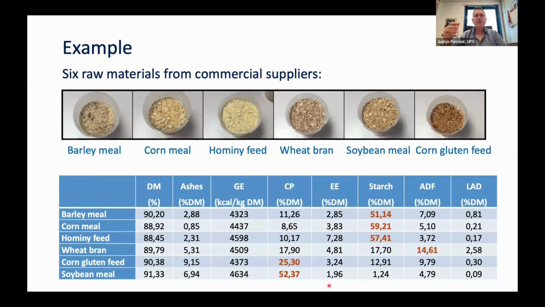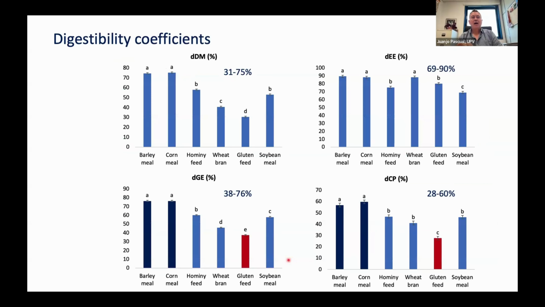As you can see, the first 3 are characterized by a high amount of starch, the wheat bran by a high ADF content, and finally the corn gluten feed and soybean by a high protein content. Here appear the digestibility coefficients that we have obtained for all these ingredients for dry matter, energy, ether extract, and protein.